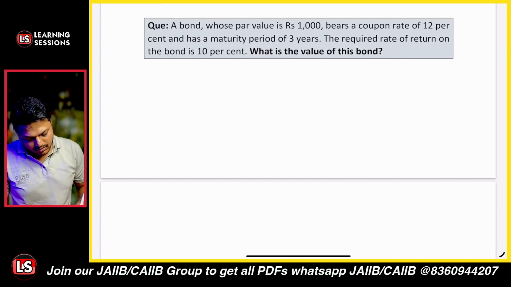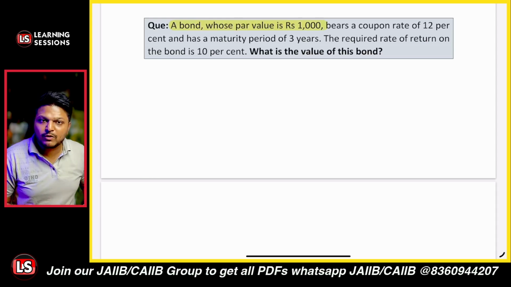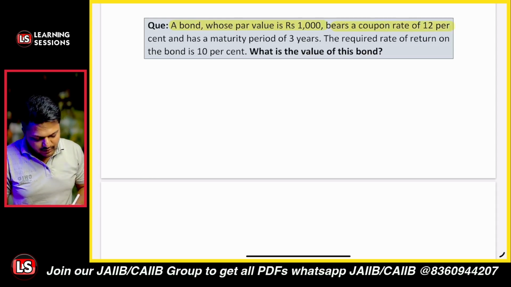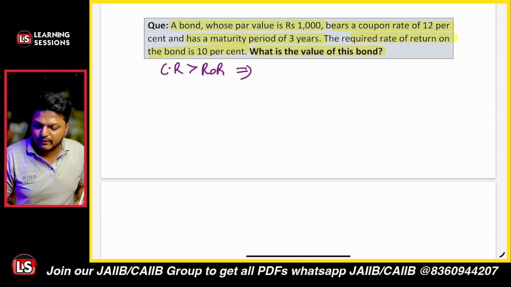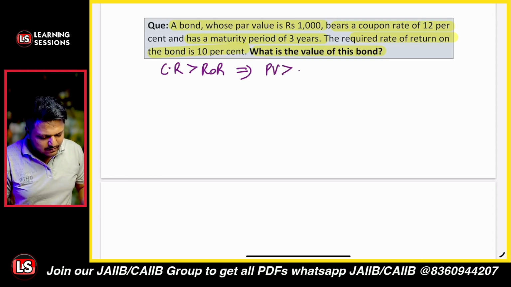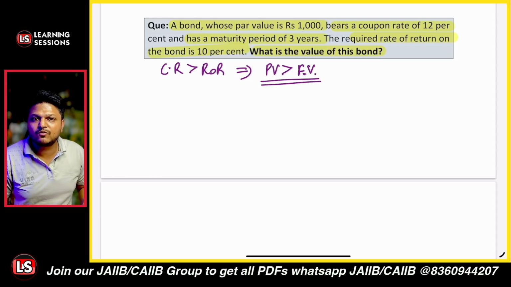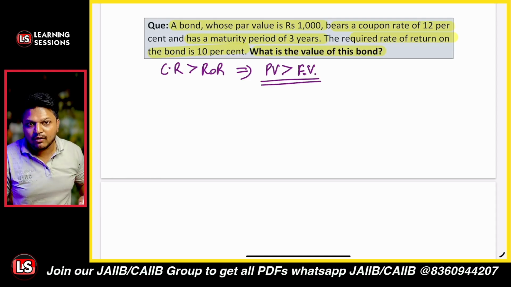A bond whose par value or face value is rupees 1000 bears a coupon rate of 12%, has a maturity of 3 years, and the required rate of return is 10%. What is the value of the bond? First, let's apply the logic. The coupon rate is 12%, so the coupon rate is greater than the required rate of return. When the coupon rate is greater than the required rate of return, the present value of the bond will be greater than the face value. That means the answer we get in the end will be greater than rupees 1000. That's the first case.